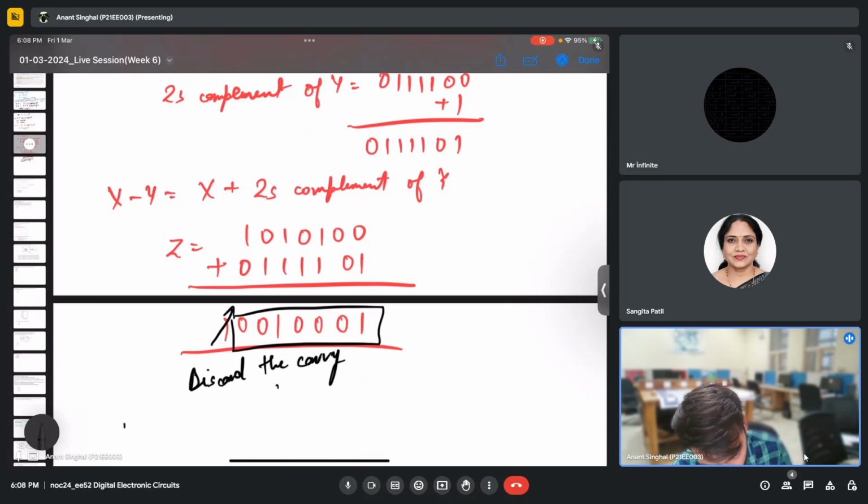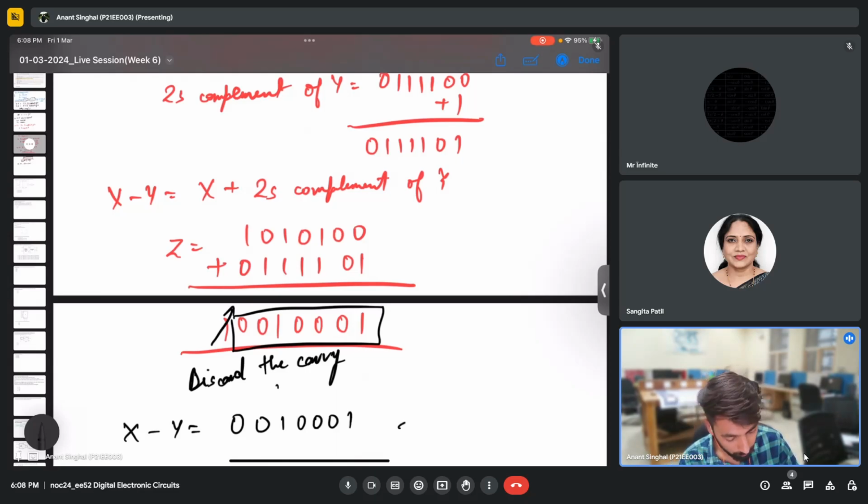So x minus y using 2's complement method will be 0 0 1 0 0 0 1. You can also write it in the decimal form. So 0 denotes negative, and this is 0 1 2 3 4. So this is minus 17.